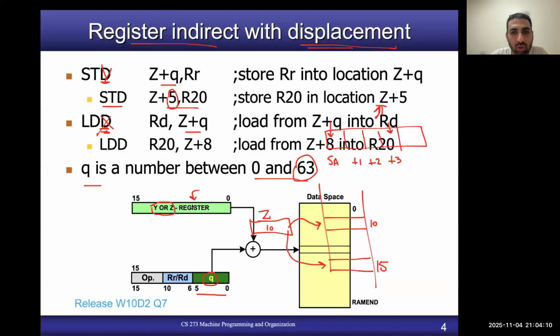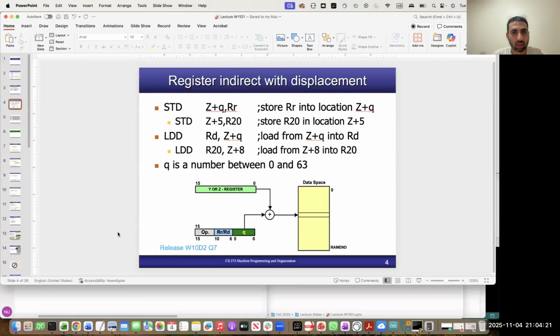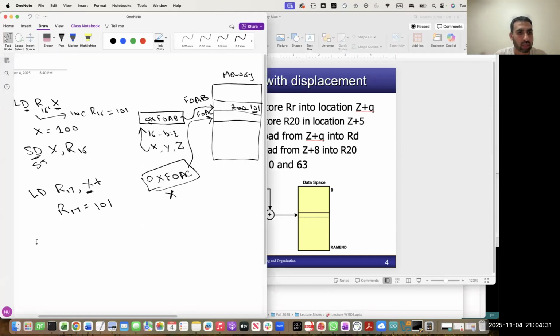Okay, let me end the poll and let me actually show you what is wrong with this code snippet. Where is OneNote? Yeah, I can simply write here. So the first statement, the first instruction, is correct, R16. There is nothing wrong with it.